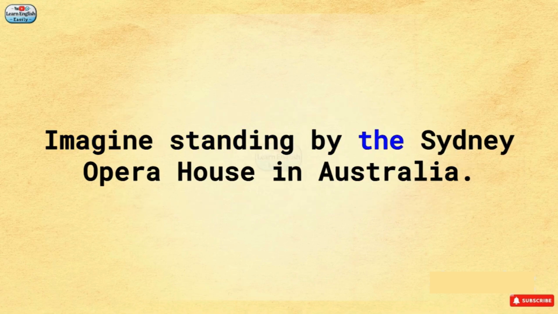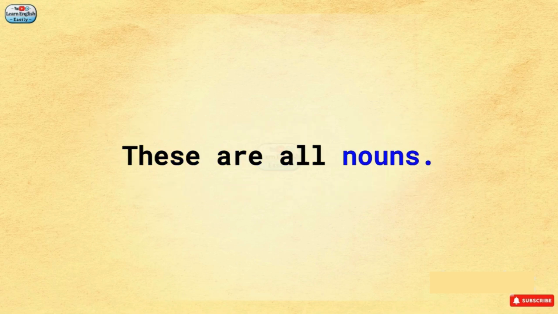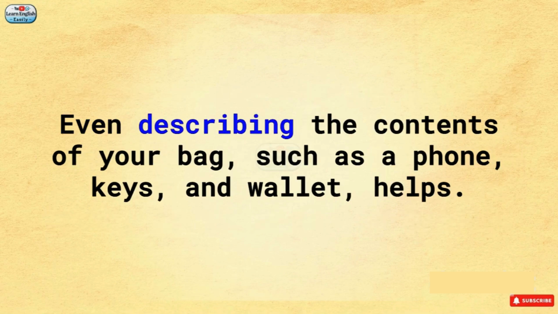Imagine standing by the Sydney Opera House in Australia. You might see the building, the harbor, tourists, boats, and seagulls. These are all nouns. Practice naming objects wherever you are, whether it's fruits and vegetables at a market in Delhi or items in your room, like a table, chair, book, or laptop. Even describing the contents of your bag, such as a phone, keys, and wallet, helps.